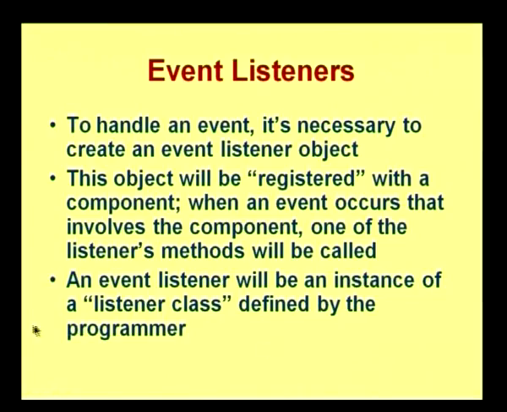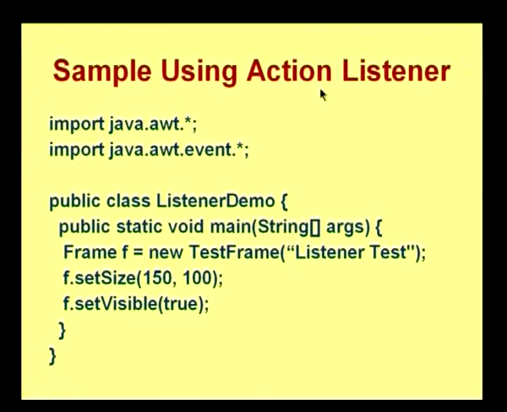If I do not want a particular component's events to be handled, in that case I need not register that component with that listener object. An event listener will be an instance of a listener class defined by the programmer. Here, the listener class is the class which has implemented all the methods available in the listener. We know that a listener is an interface and all the methods in the interface need to be implemented by the class. Here we can see a sample program which uses action listener.